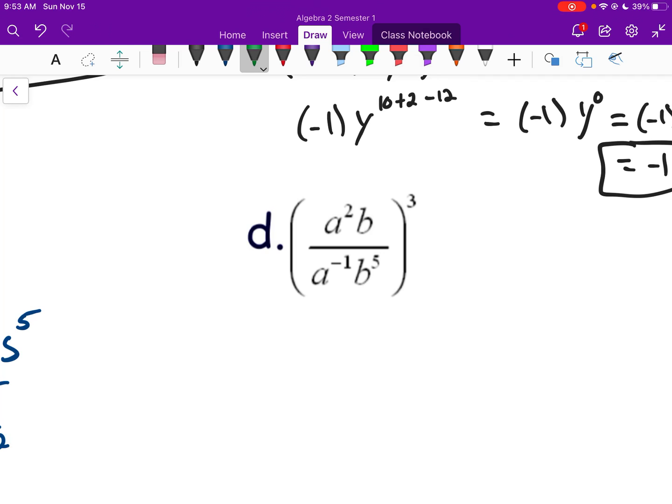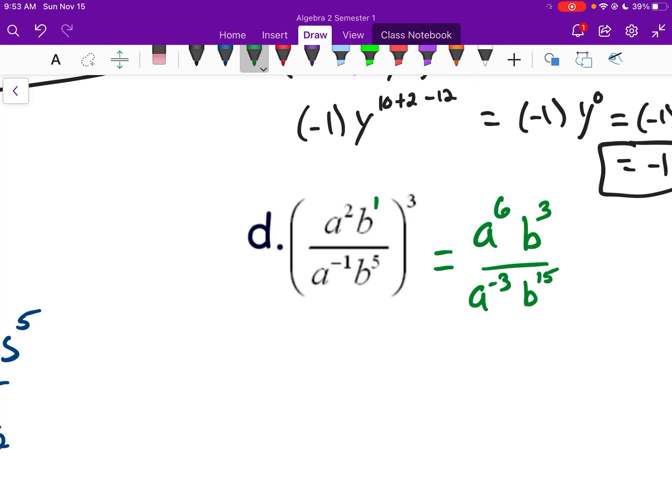So again, we got a power of a product, power of a quotient, we got a mix of everything here. Big thing is we need to distribute that exponent of 3 to all of these exponents. And then in those cases, it's a power to a power, so we need to multiply those exponents. And when you look at it, b, that's saying b to the first. So when I do this, I'm going to get a to the 2 times 3, so a to the 6, b to the 1 times 3, so b cubed, over a to the negative 1 times 3, so a to the negative third, and then b to the 5 times 3, so b to the 15th.